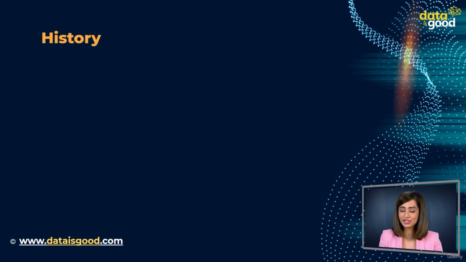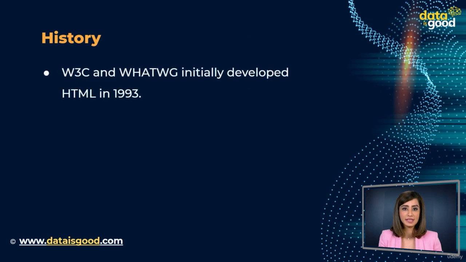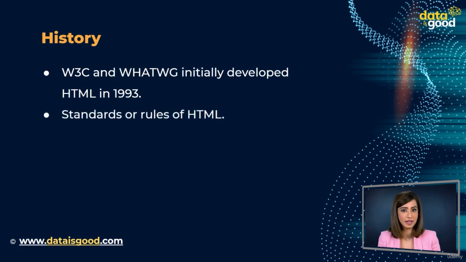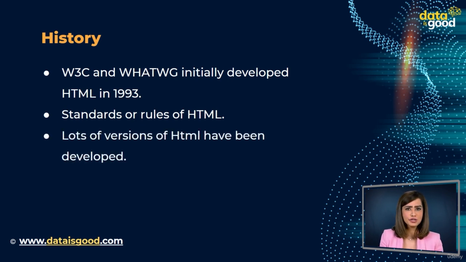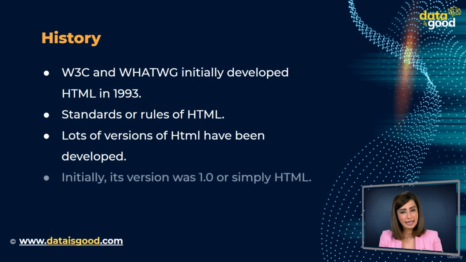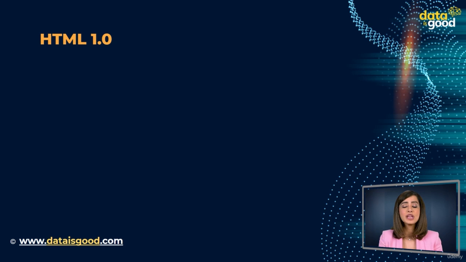Now, let us know about the history of HTML. W3C and WhatWG initially developed HTML in 1993. W3C mainly checks for standards or rules of HTML and other stuff. Since the initial release, lots of versions of HTML have been developed. Initially, its version was 1.0 or simply HTML. So let's start from the beginning. The very first version is HTML 1.0. It was the first release of HTML to the world.